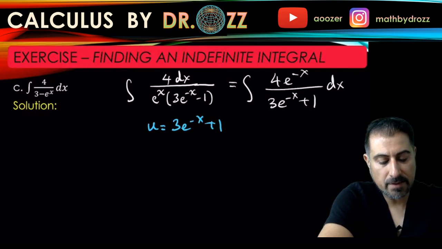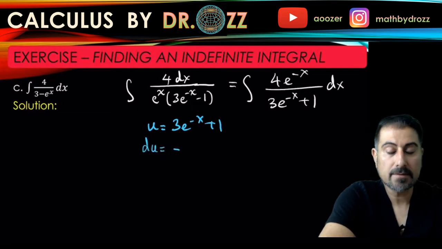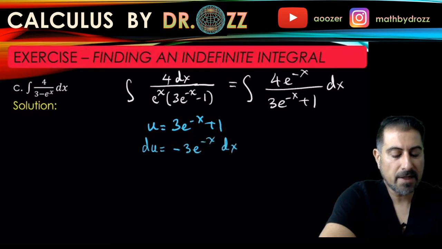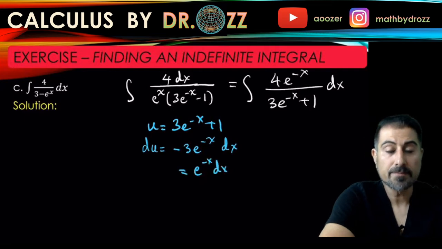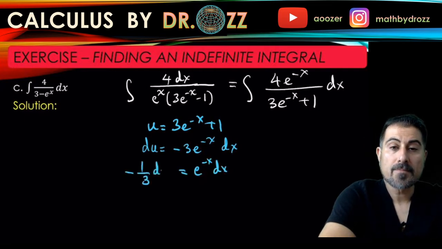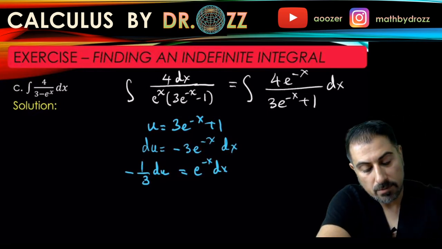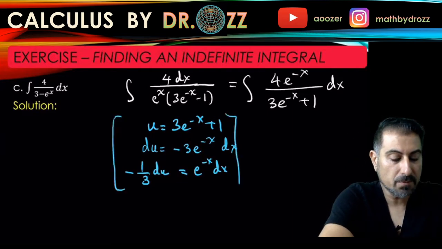When I look at the differential here, du equals minus 3 e to the minus x dx. So that implies that e to the minus x dx is found by dividing both sides by negative 3. All I'm going to do here is replace e to the minus x dx by negative 1/3 du. So this was a side work here. Let me just continue quickly from here.